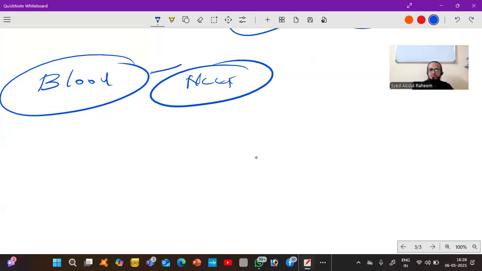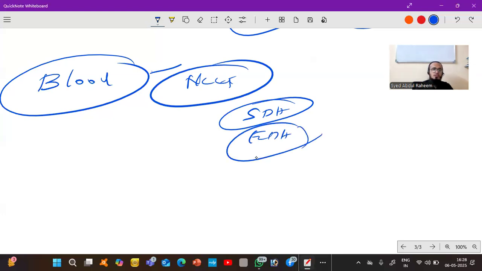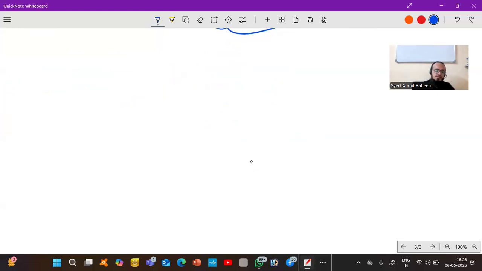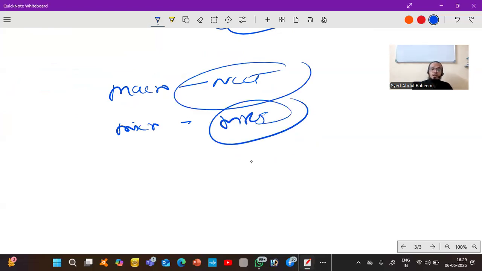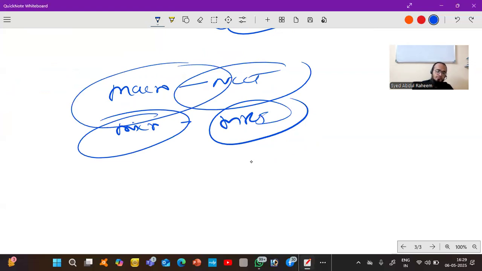Like in the brain we have SDH, subdural hemorrhage, and EDH, epidural hemorrhage. All this we can see with the help of NCCT. Next, if the bleed is macro, go with NCCT. If the bleed is micro, what do we have to do? Then again, we have to go with MRI. So this is very important.